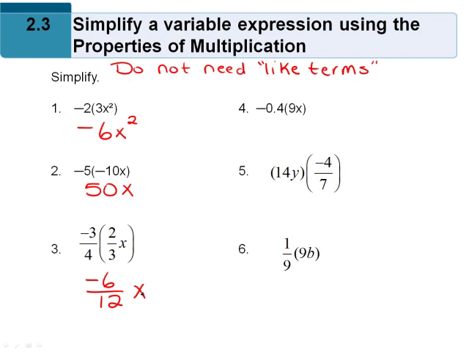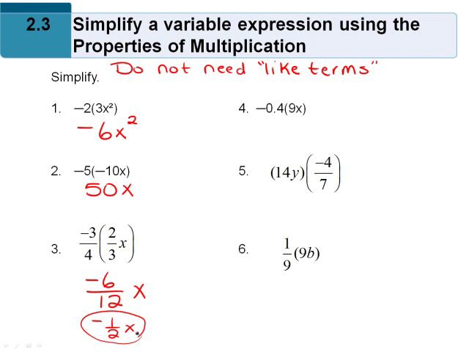Now, because the directions say simplify, we need to look at reducing that fraction. Negative 6 over 12 would reduce to negative 1/2 x by dividing the top and bottom by 6. That was the greatest common factor there. Okay? So negative 1/2 x is your answer there.